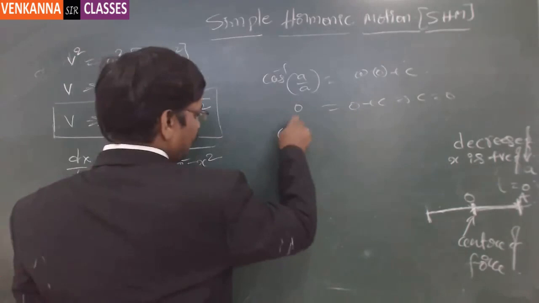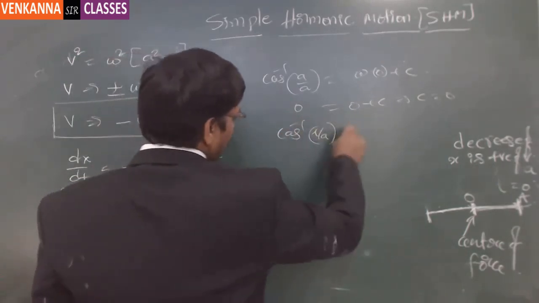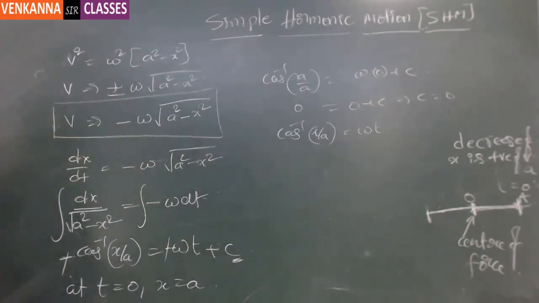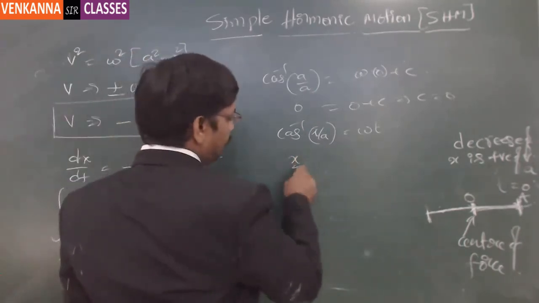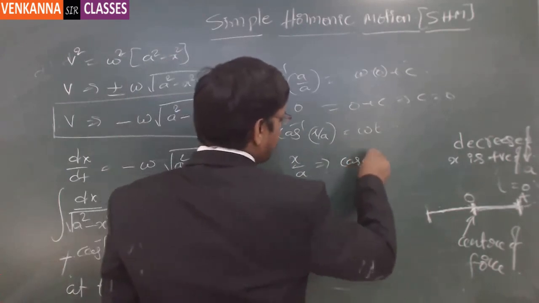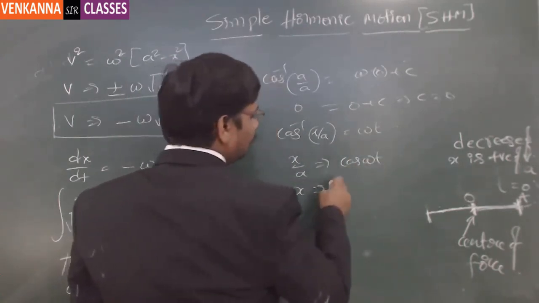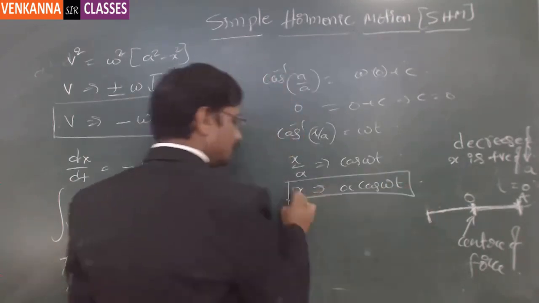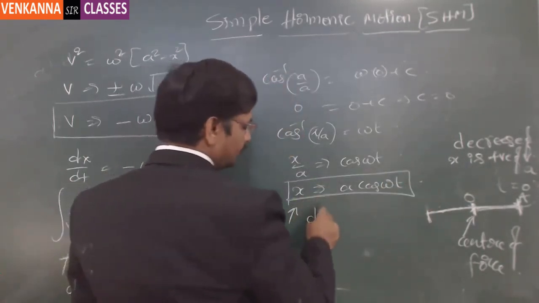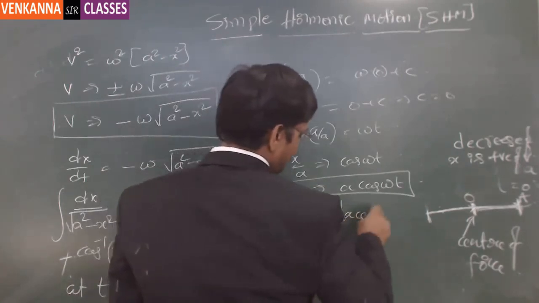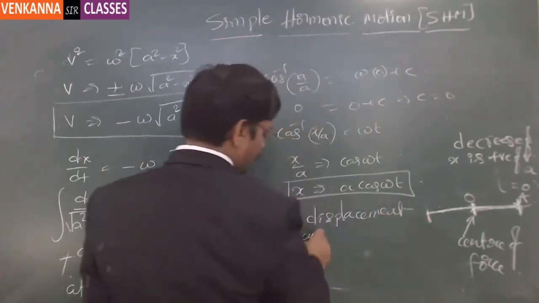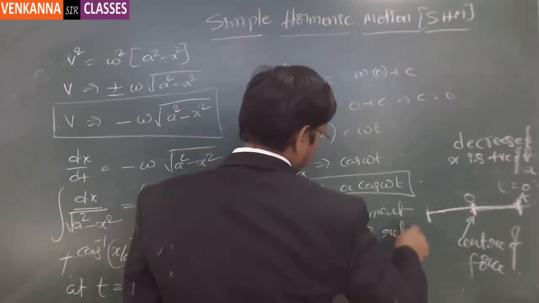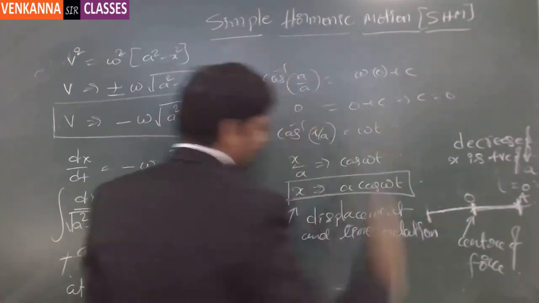Then cos inverse of x by a is equal to omega t, or x by a is equal to cos omega t, or x is equal to a cos omega t. So this is the displacement versus time relation. Got it?